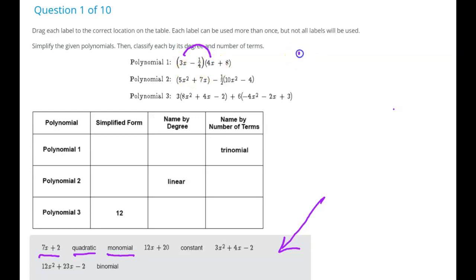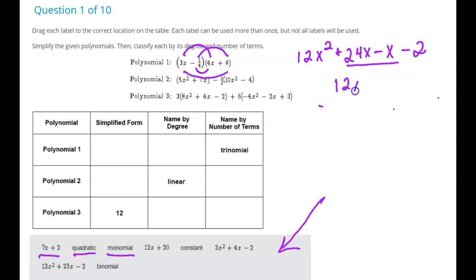3x times 4x would give you 12x squared. Your outer, 3x times 8, would be a positive 24x. Your inner, a negative 1/4 times 4x, would be a negative 1, so negative x. And then negative 1/4, or your last, times 8 would give you a negative 2. So when you simplify, you've got 12x squared plus 23x minus 2.